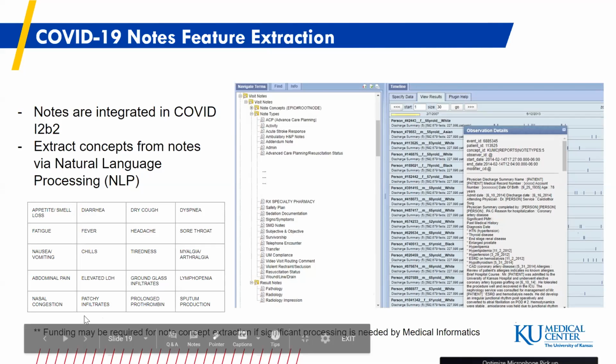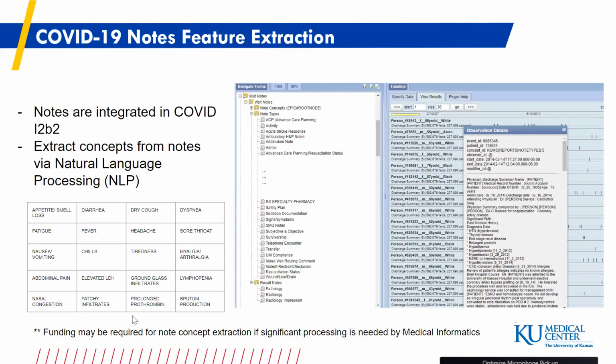We selected these symptoms based on the literature review that indicate these are indicators or could be signs for COVID-19. And if users are interested in extracting these concepts, they can contact us. And if they need to extract different concepts, they also can contact us and we can work with them to customize their queries based on their needs.